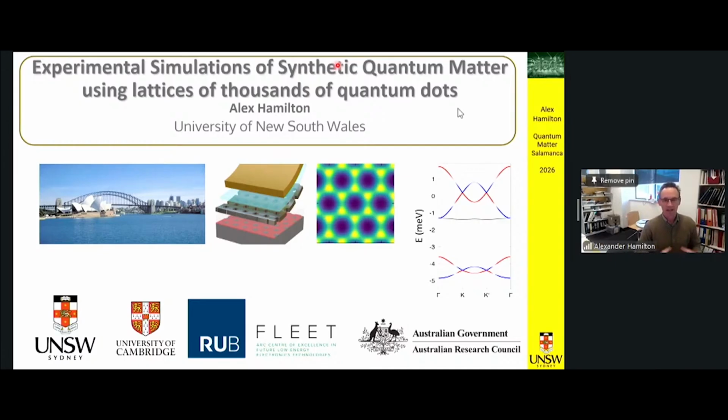So this is a story about doing quantum simulations using large-scale arrays of quantum dots. As Shudo said, I'm from the University of New South Wales. No one ever knows where New South Wales is, so usually I just include this picture here, and then people automatically know where it is. So it's in Australia. And the work I'm going to tell you about, we're very fortunate to have great collaborations with Cambridge, with Bochum, and actually ETH Zurich, and it's been funded by the Australian Research Council.